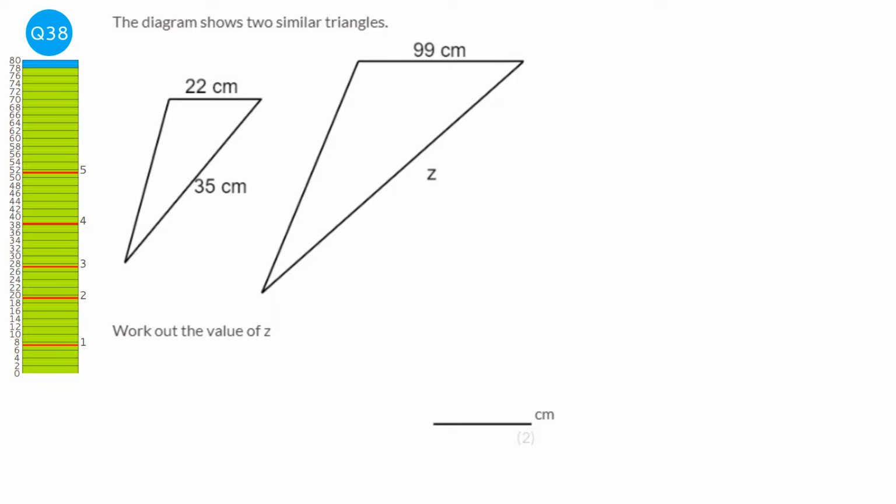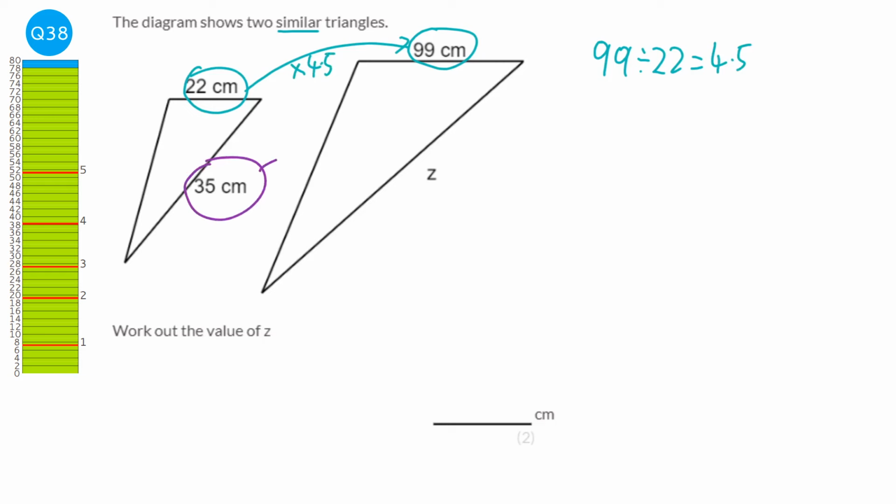So we're told these triangles are similar, which means there's a scale factor between them. So we've got 2 corresponding lengths here and here. So we've got to work out what we times the 22 by to get to the 99. So we do 99 divided by 22, and that's 4.5. So we know we times this by 4.5. And so we do the same with the 35. So we times that by 4.5, because that's our scale factor. And 35 times 4.5 is 157.5.